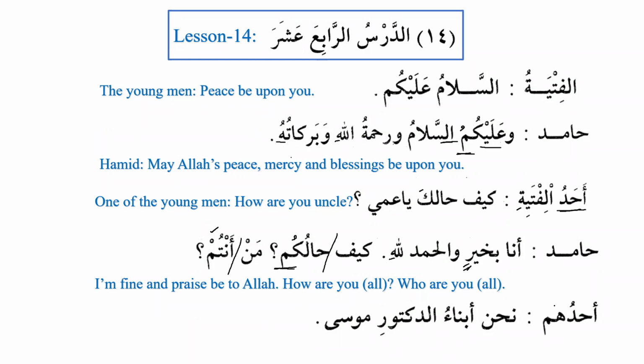Ahaduhum, one of them. We can see again here that ahadu is mudaf and hum is mudaf ilayh. One of them says, nahnu abna'u ad-Dr. Musa. So nahnu, we are. We can see that the plural of ana is nahnu. Abna'u Dr. Musa, we are the sons of Dr. Musa. So abna'u ad-dukturi, this is also mudaf ilayh, or we can say idafa construction. And then one of them says, we are the sons of Dr. Musa.